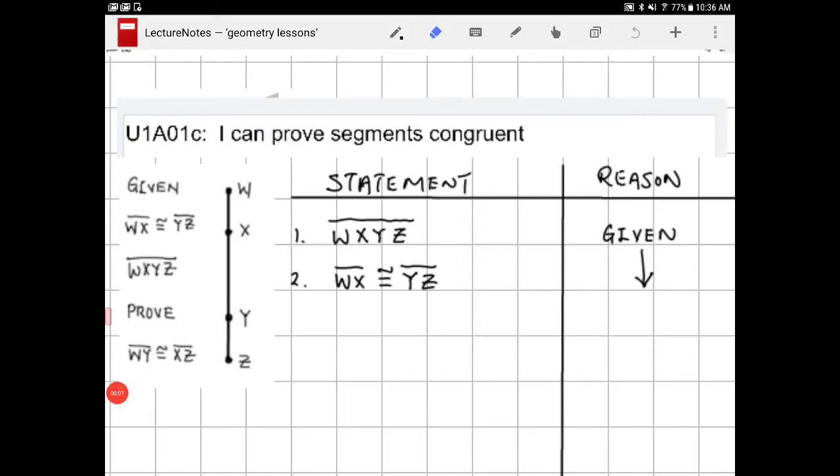Hello students, this is lesson U1A01c. Hopefully by the end of the period you should be able to say, I can prove segments congruent.